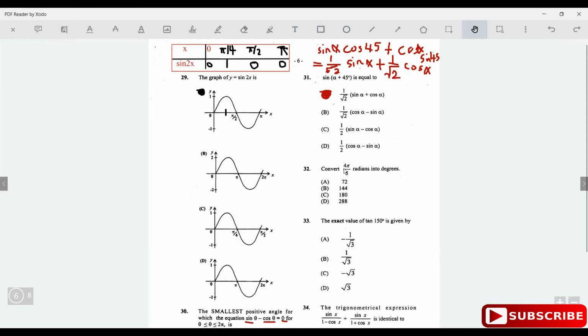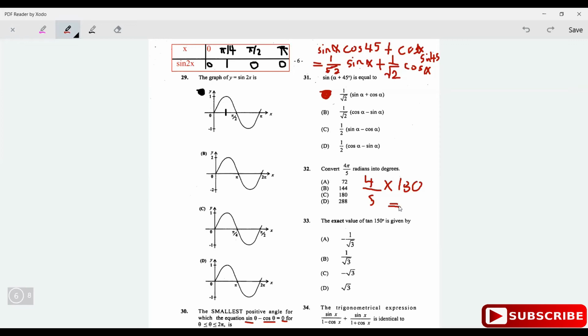Nice. Now, this question says convert this into degrees. Convert this radians into degrees. Now, remember, pi radians is 180. So replace pi with 180. That's all you have to do. And so you're going to get 4 over 5 times 180, that's 144. That's 144 degrees. That's option B.